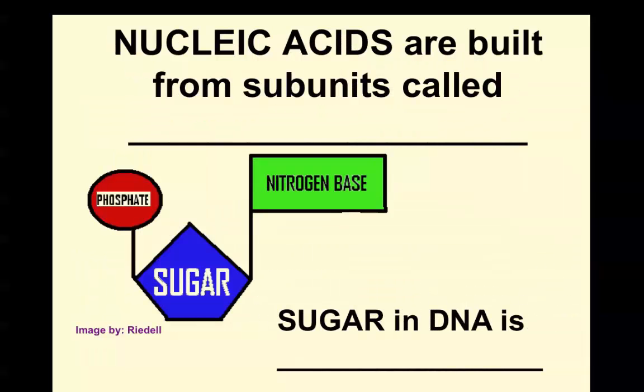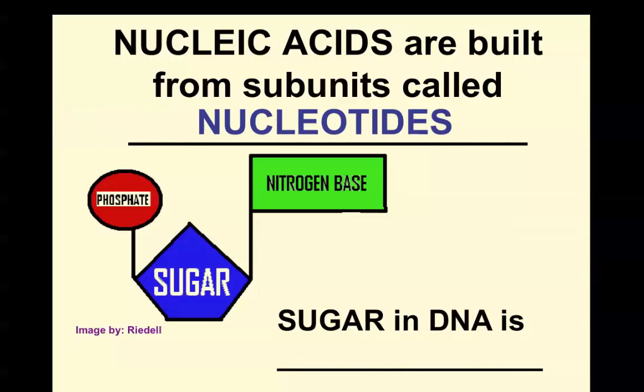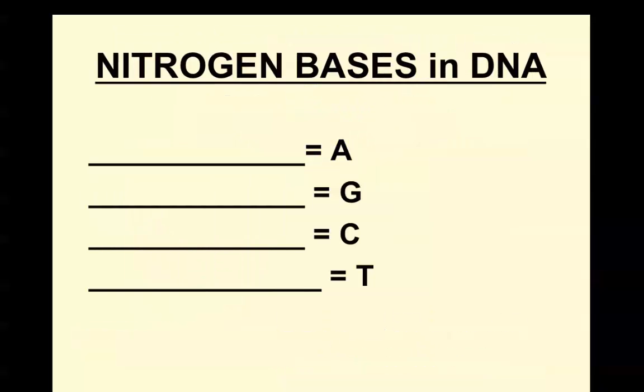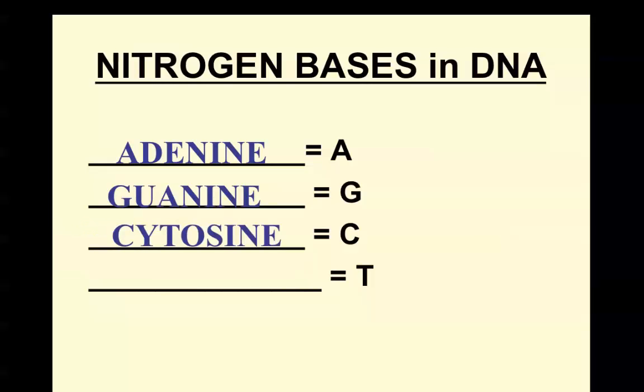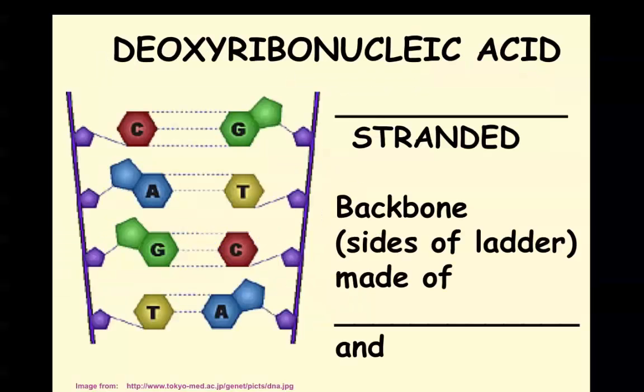Anyhow, DNA, or nucleic acids, are made out of a subunit called nucleotides, and that's something you learned in chapter 2. In nucleotides, we have a phosphate group, a sugar, and a nitrogen base. Specifically in DNA, the sugar is going to be deoxyribose sugar. We have 4 different nitrogen bases. We have A, which stands for adenine, G for guanine, C for cytosine, and T for thymine.